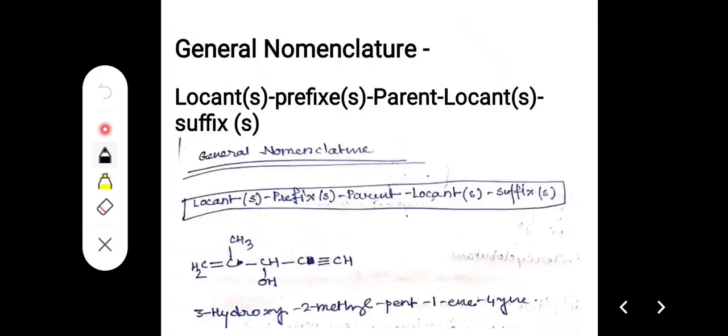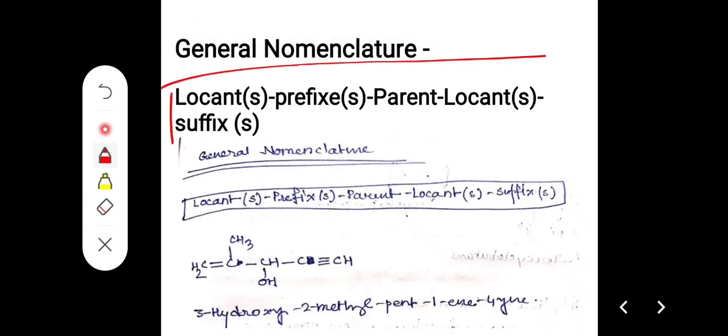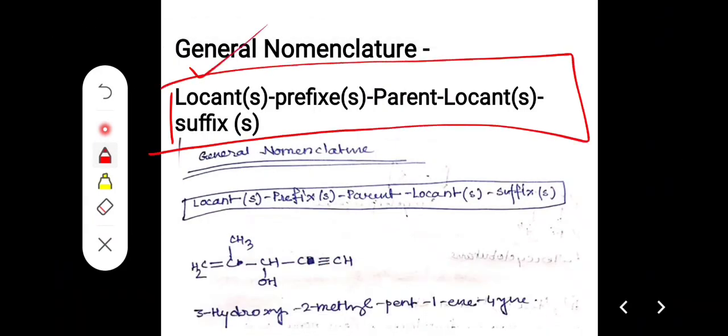General nomenclature with locants: first we consider locants, then hyphen, prefixes, then hyphen, parent, then hyphen, locants again, then suffixes. This is an important rule. In IUPAC nomenclature, first we consider locants, then prefixes, then the parent, then locants again, then suffixes.